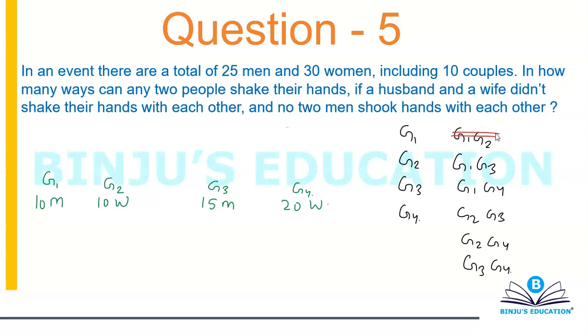And no two men shook hands. That means within G1 it's not possible, within G3 it's not possible, and between G1 and G3 it's not possible. Apart from that, everything else is possible.